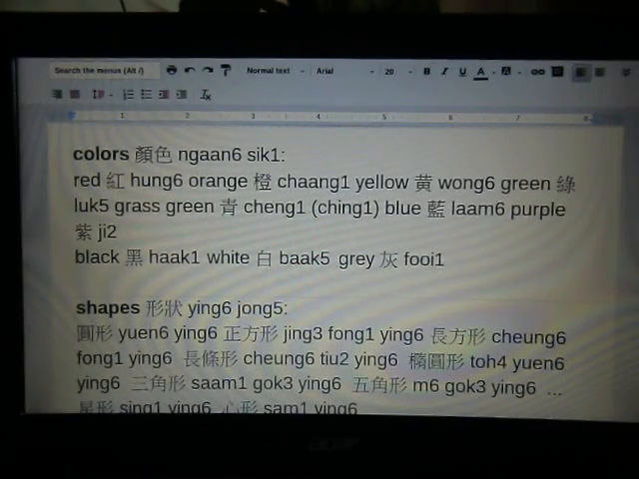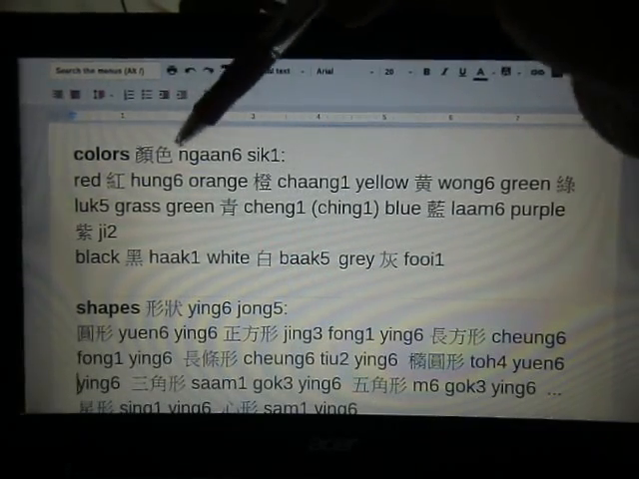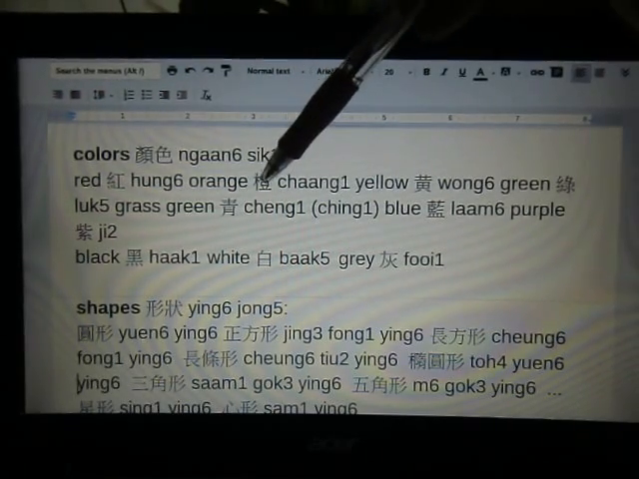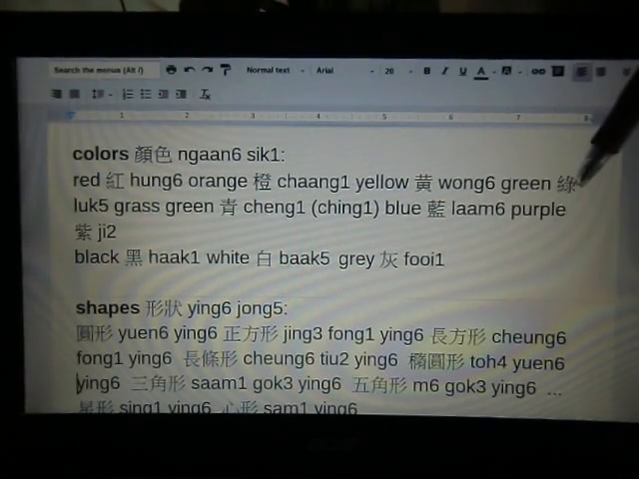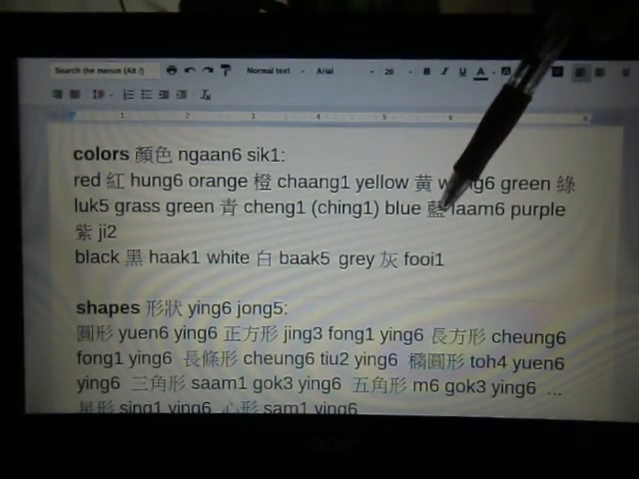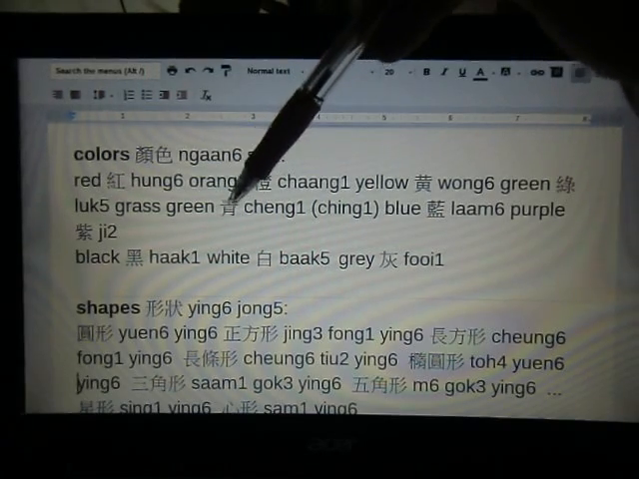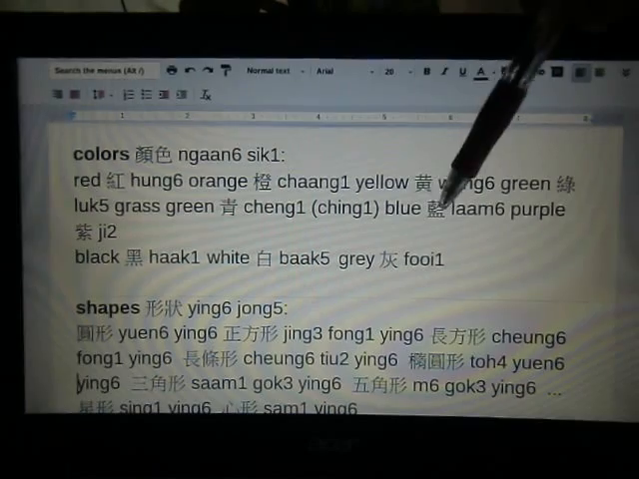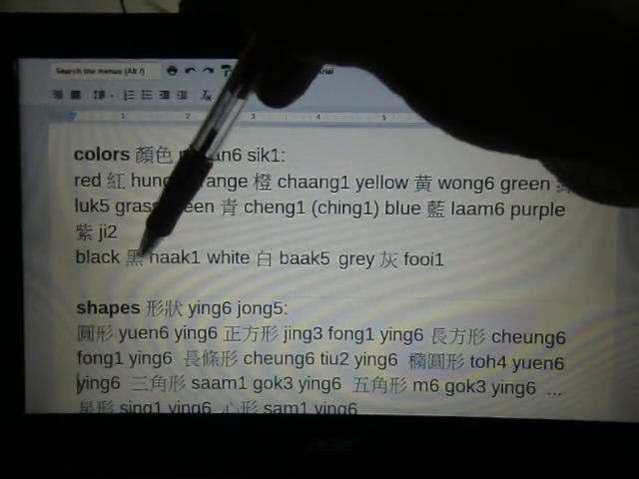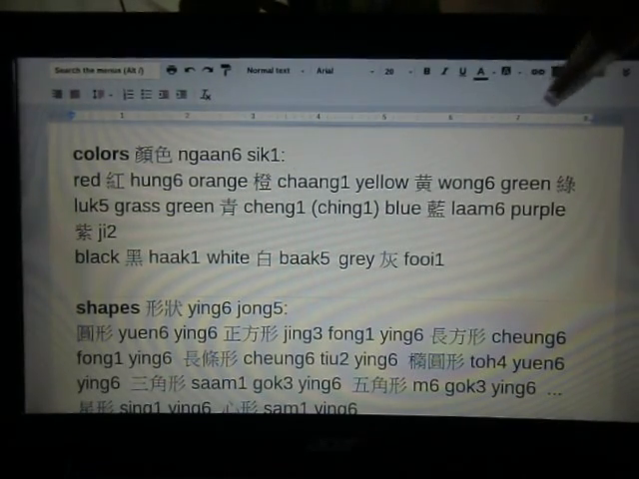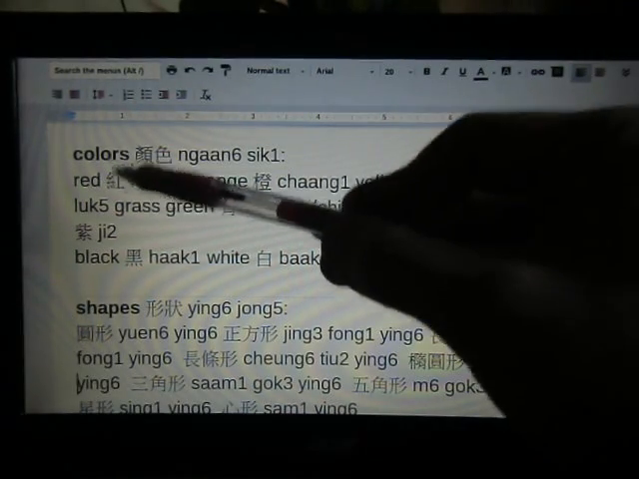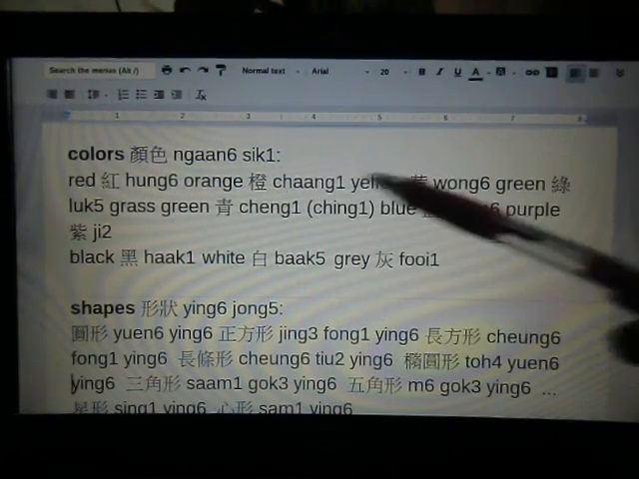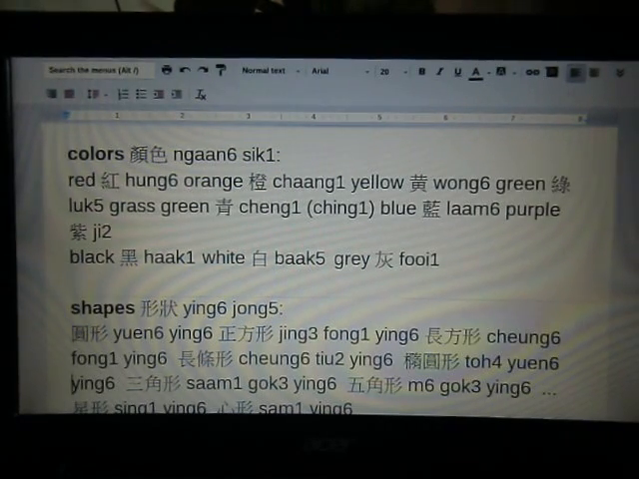So let me jump to colors. 顏色. Color. We have 紅、橙、黃、綠、青、藍、紫. Sometimes we use 青 instead of 青. 紅、橙、黃、綠、青、藍、紫. And then we have 黑色、白色、灰色. Sometimes we add a word 色 after the actual color. For example, 紅色. 色 is the color. 紅色、橙色、黃色、綠色、藍色, and so on and so forth.